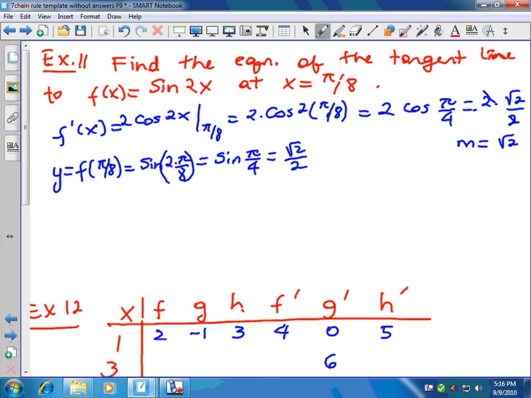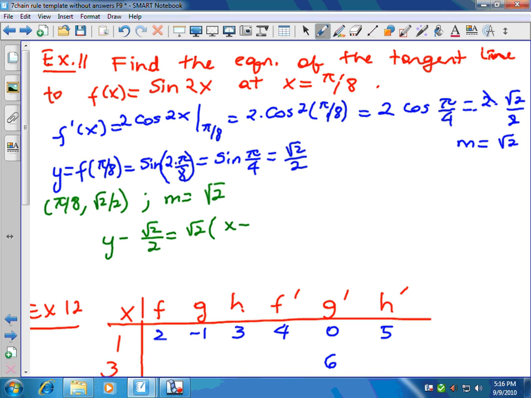So then the point that we're looking at is the x is pi over 8, and the y is root 2 over 2. And the slope that we determined was the square root of 2. So we just have to put the pieces together now. So y minus y1 equals the slope times x minus x1.